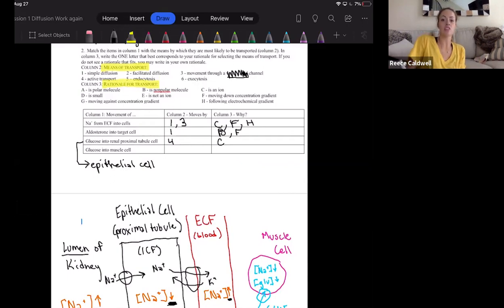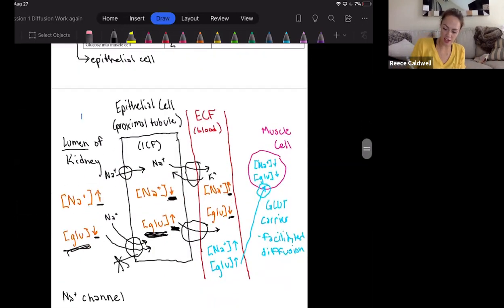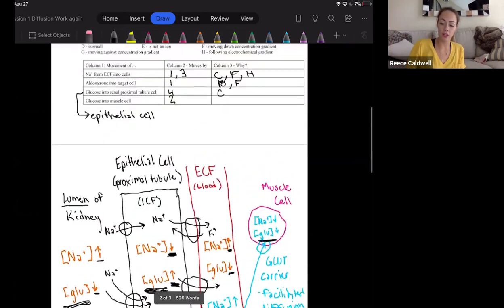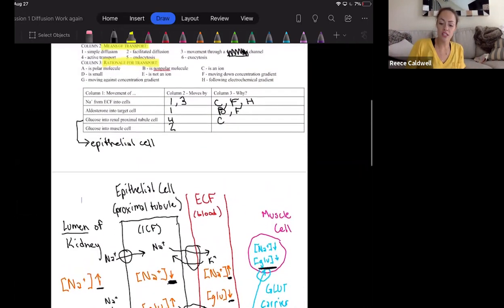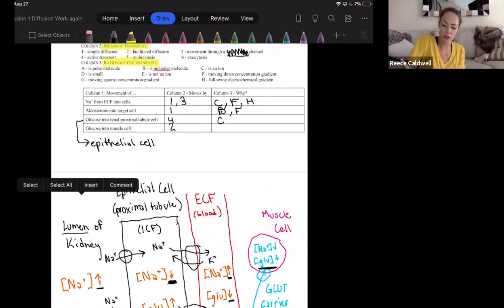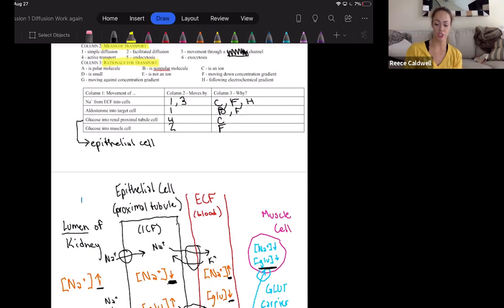Whenever we look at the next question, moving glucose into the muscle cell, we will do this by facilitated diffusion. So this is looking at glucose moving into that muscle cell. That is, again, facilitated diffusion by that GLUT carrier. And why we do this is because glucose is moving down its concentration gradient. So it's moving from an area of high concentration to an area of low concentration.